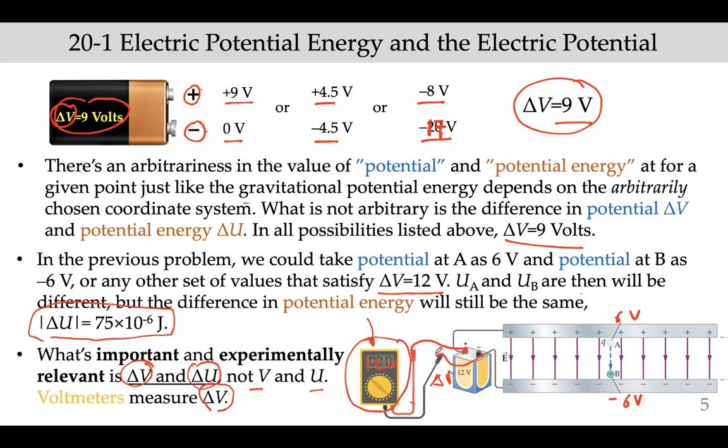Okay, what is the reason that we cannot measure potential at a point? As we discussed in the slide or in the previous problem, the potential itself at a point has an arbitrariness. So it's not a definite value. That's why we cannot measure it; it's not an observable, it's not experimentally relevant. But what's relevant experimentally, the thing that we can measure, is the potential difference.